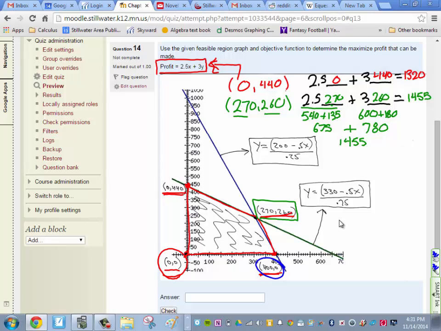We can test out 400, 0. So we got 400, comma 0. Again, we're going to test it in our equation. So we got 2.5 times something plus 3 times something is going to give me my profit. We're going to put the 400 here and then the 0 there. 2.5 times 400 is 1,000. And this is just 0, so you don't really have to do that one. So our answer should be 1455.